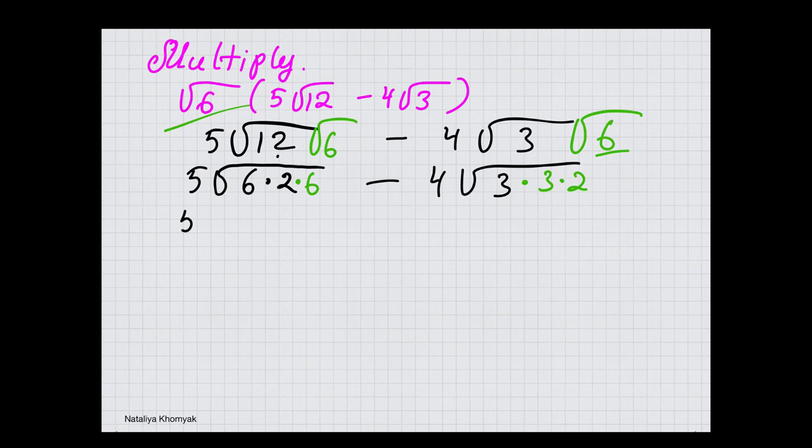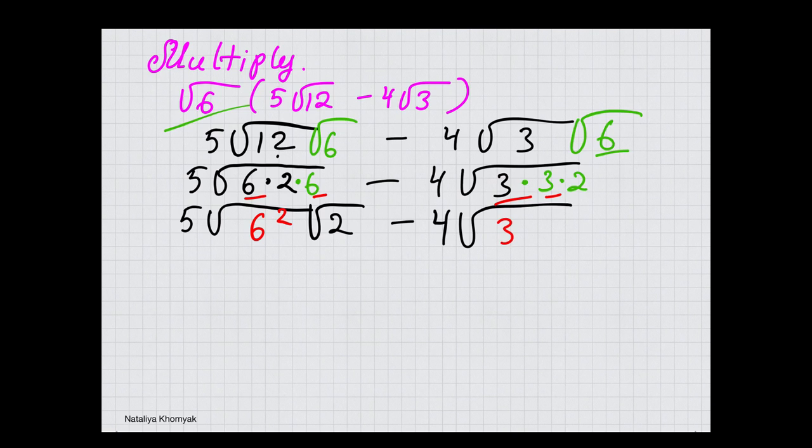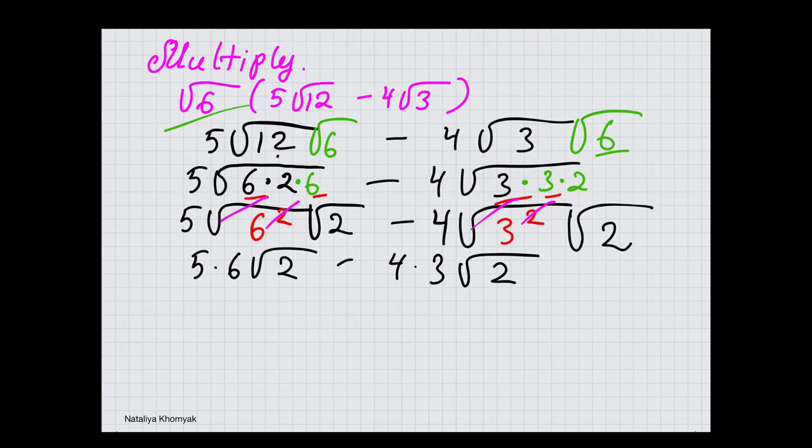So now we have 5. 6 times 6 is 6 to the second times square root of 2, minus 4. 3 times 3 is 3 to the second times square root of 2. Square root and the second power cancel. So we have 5 times 6 radical 2 minus 4 times 3 radical 2.